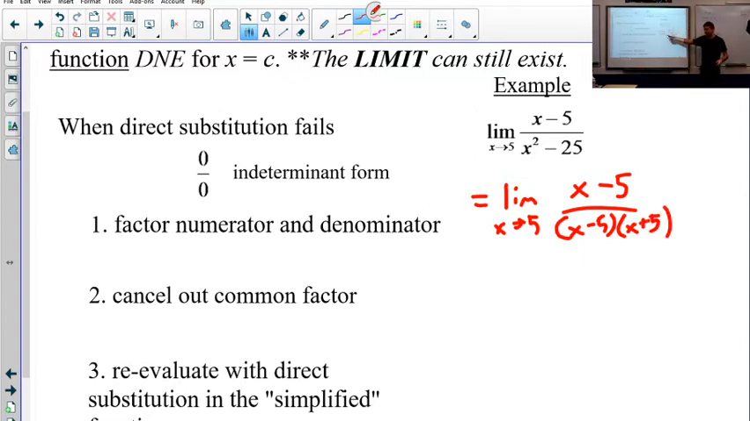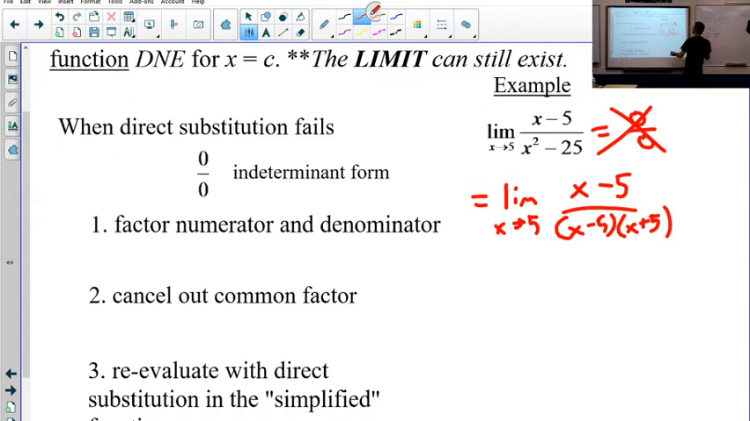Be looking for what you want to cancel. There's an x minus 5 up here. By the way, you should always try and plug in the number first. Let's try and plug in the number. 5 minus 5 is 0. 5 squared is 25 minus 25 is 0. Oh man, it didn't work. Surprise, surprise.